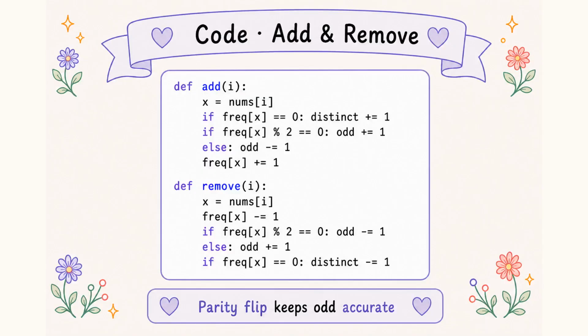Here is the add and remove code idea. In add, if frequency is 0, bump distinct. Then flip odd based on current parity, then increase frequency. In remove, decrease frequency first, flip odd from the new parity, and if frequency hits 0, drop distinct. These two helpers are the heart of Mo's for this problem.